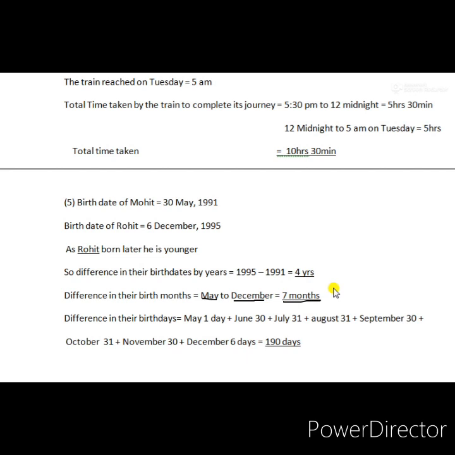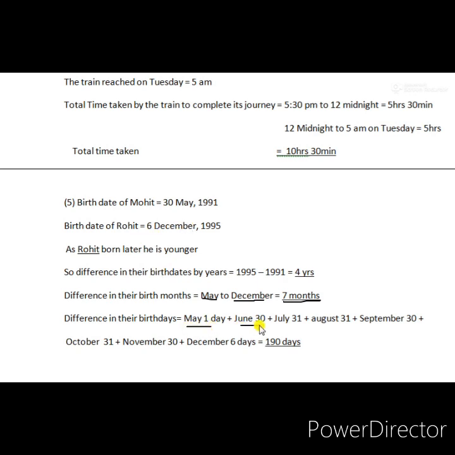So there are 7 months difference in their birth dates. Now we have to find the days. How many days difference do they have in their births? Students, we know that in the question Mohit was born on 30th May and Rohit was born on 6th December. So we have to take the number of days in May, June, July, all these months. May 30th he was born, so 1 day in May.